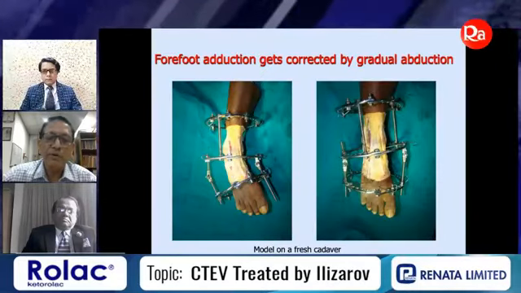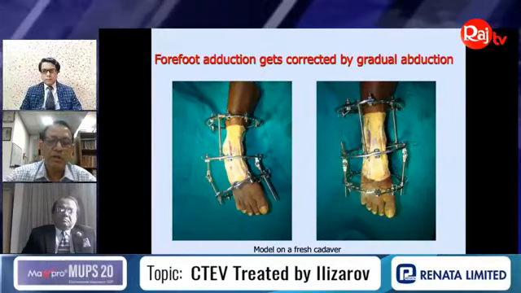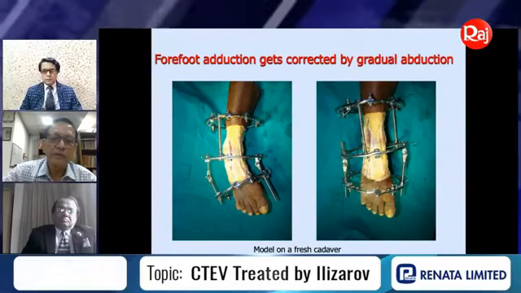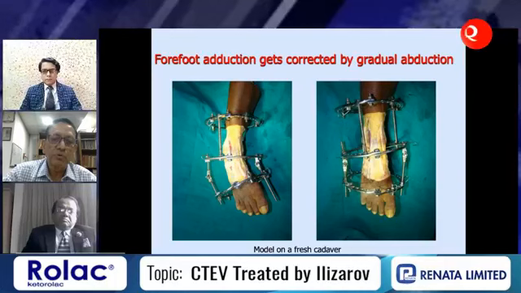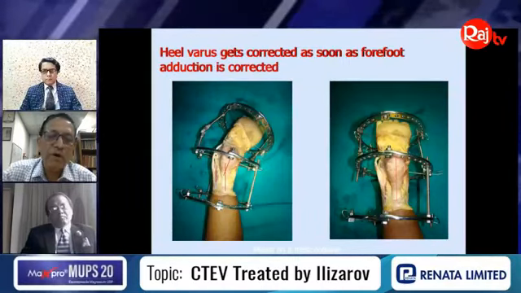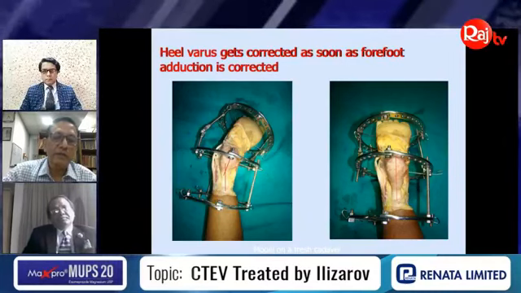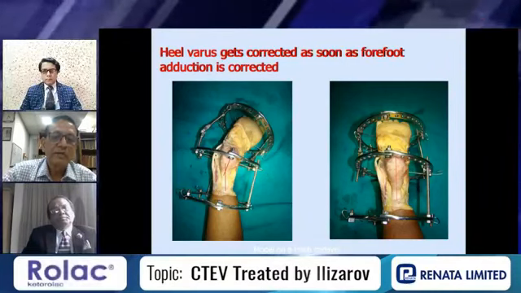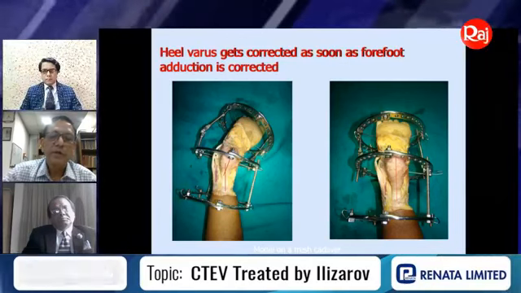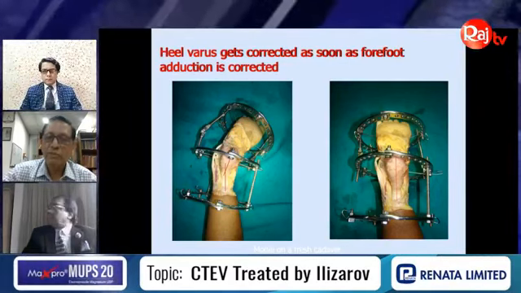So we have done the study and the model and the pressure schedule. You can see these are the models there, and gradually we have tried to correct the deformity. What we have found is that normally there was adduction of the heel. As soon as we correct the adduction, we make the abduction.